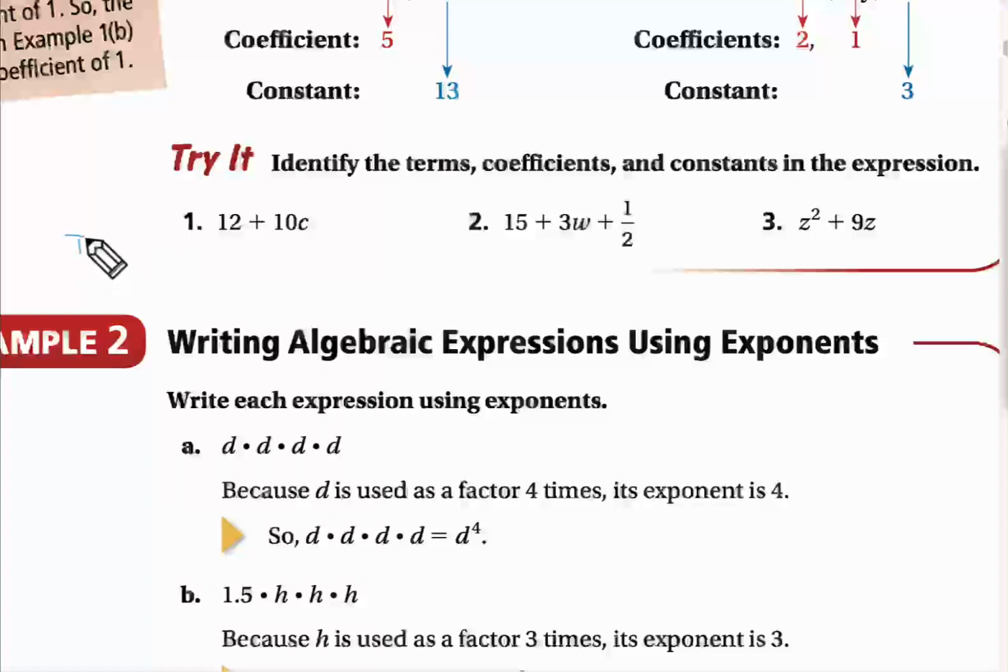Okay, so I will write here in 3 lines. I will start with the terms, then coefficients, then constants. Okay. Let's start with the first one. Ahmed? Okay, in the first one, what are the terms? It's 12 and 10C. Great, so we have 12 and we have 10C. What is the coefficient? 10. And what is the constant? 12. Thank you, Ahmed. Great work.